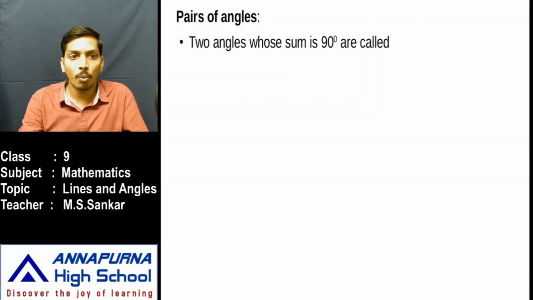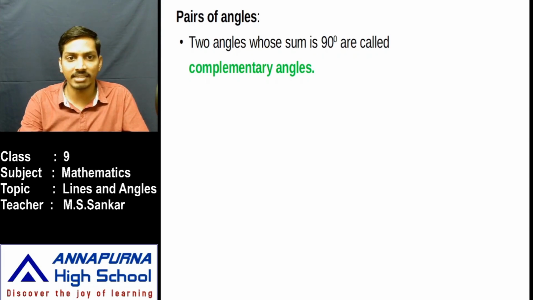I teach mathematics. In the last video, we discussed basic geometrical terms, different types of lines, the definition of angle, and types of angles. Today, in this video, we are going to discuss the pairs of angles. First one, what are complementary angles? Two angles whose sum is 90 degrees are called complementary angles.